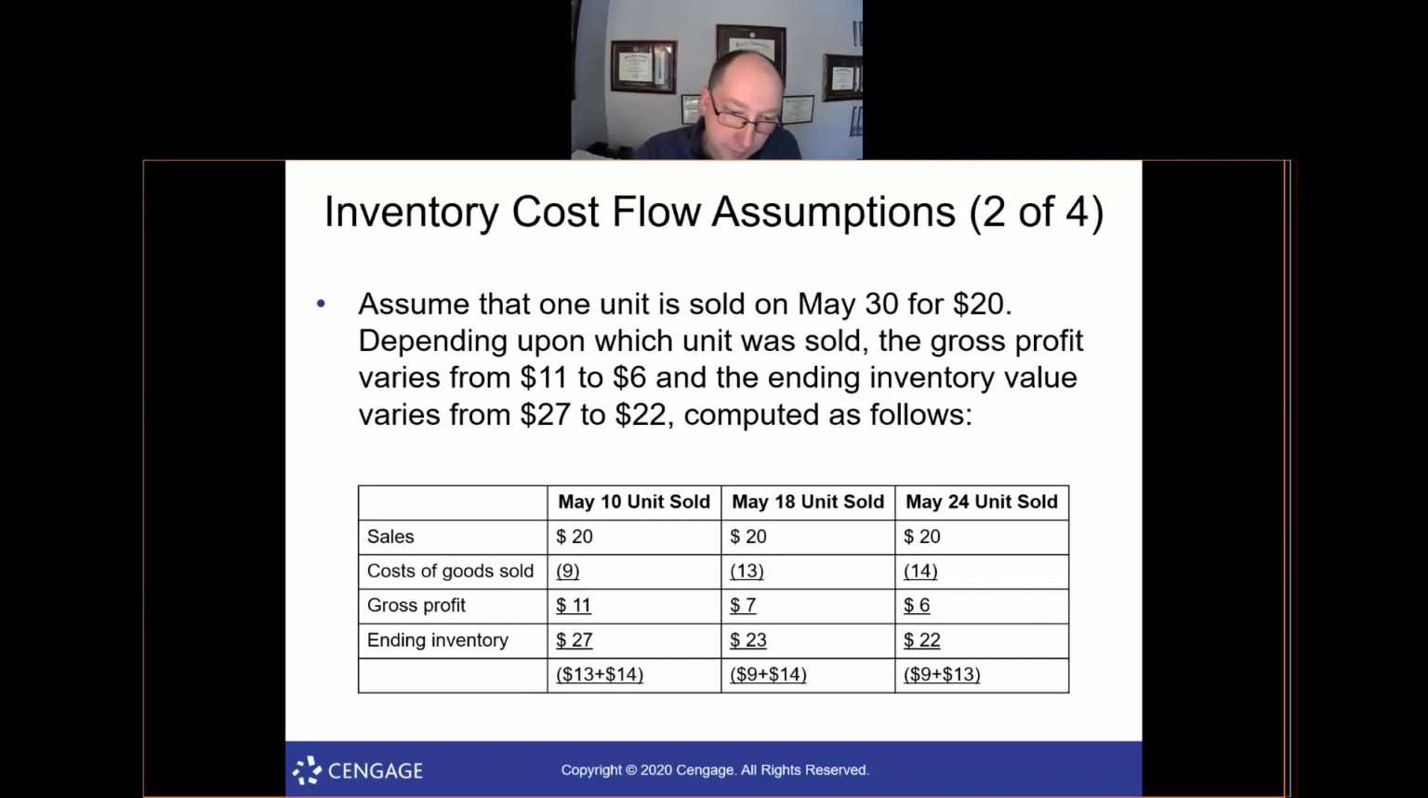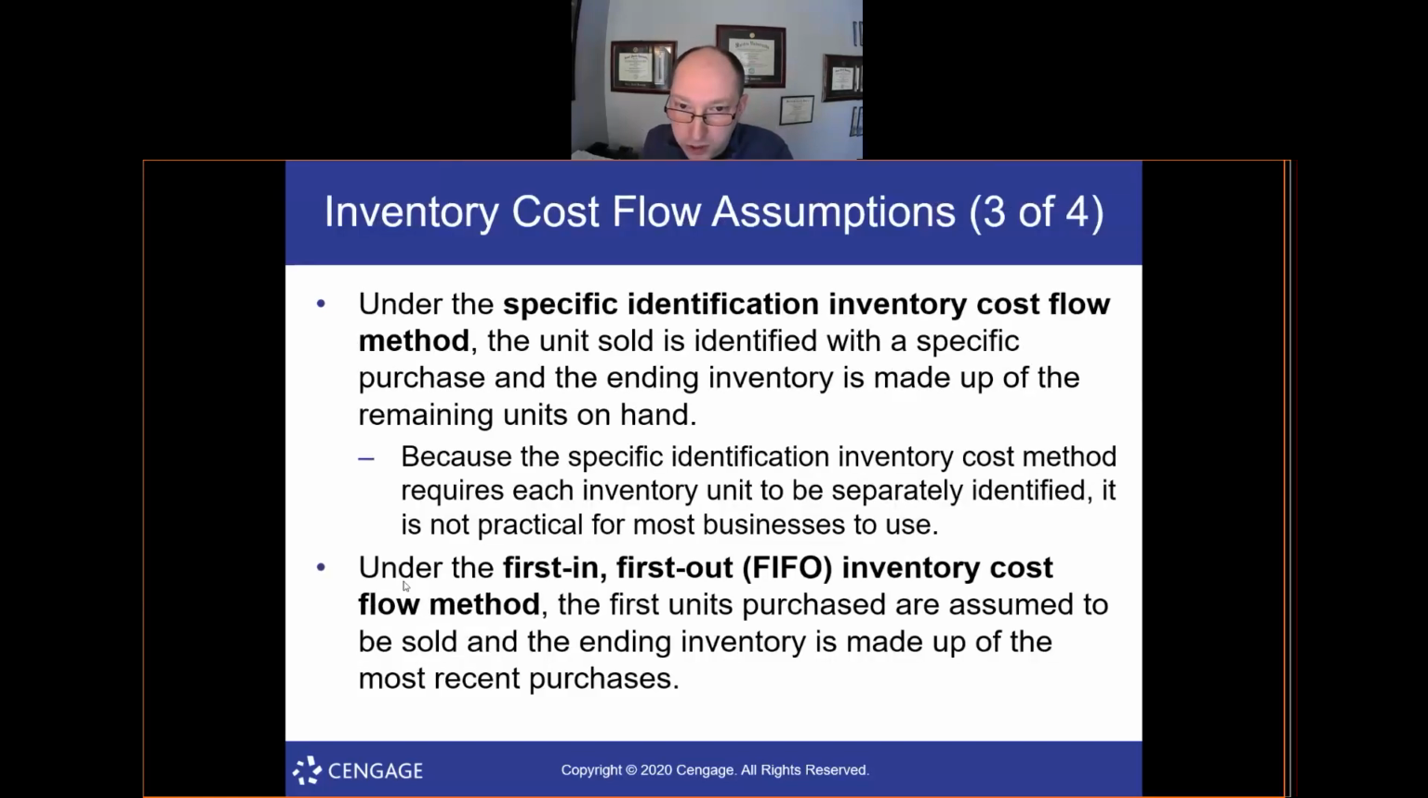Yeah? Okay. It'll make more sense as we go along, too, because we're going to see some other examples. Okay, so under the specific identification cost flow method, which is the fourth method we don't really talk about, the unit is sold at a specific price or purchased at a specific price, and ending inventory is the difference remaining on hand. We're going to focus though on first in, first out, last in, first out, and average cost.